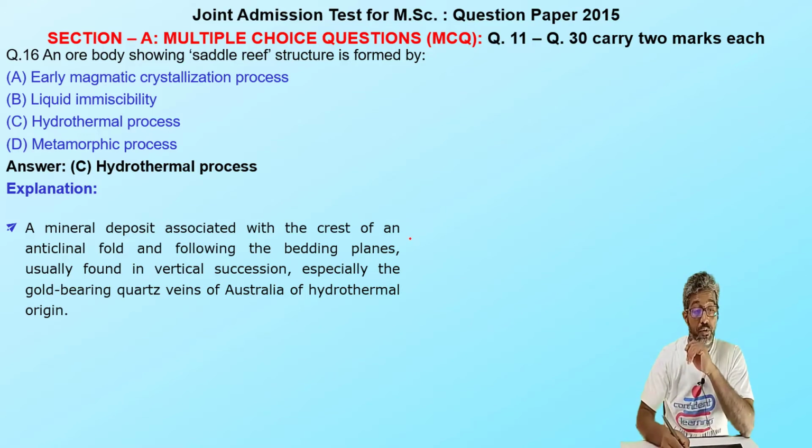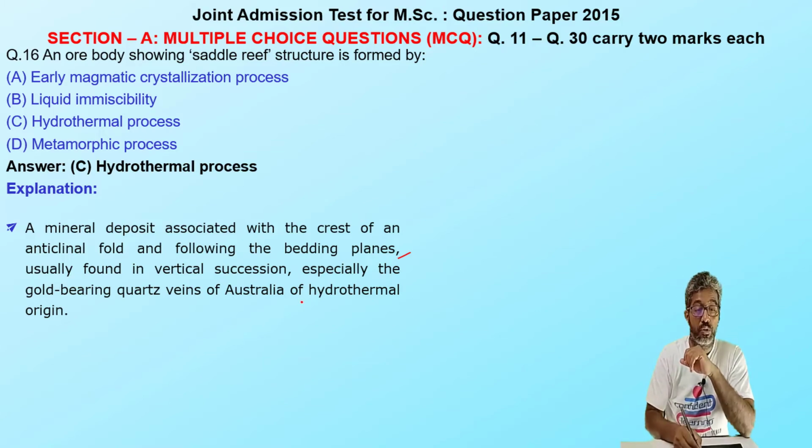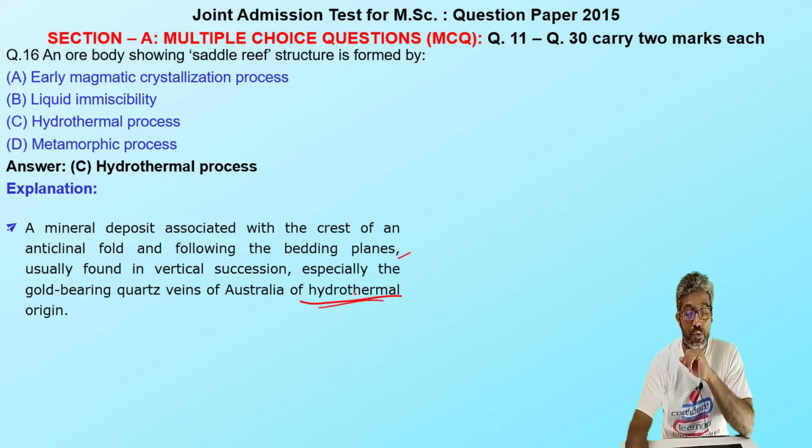Let me read these explanations here. A mineral deposit associated with the crest of an anticline fold and following the bedding planes, usually found in a vertical succession, especially the gold-bearing quartz veins of Australia, of hydrothermal origin. They are all of hydrothermal origin.